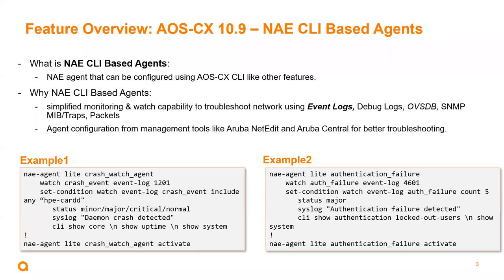The Network Analytics Engine can now be configured with the AOS-CX CLI like any other feature. AOS-CX has a lot of information which network admins or users can use to troubleshoot the network. Information like event log, debug log, OVSDB, and SNMP traps are all available on AOS-CX switches. Now with Aruba Network Analytics Engine, we can access them through the CLI also.